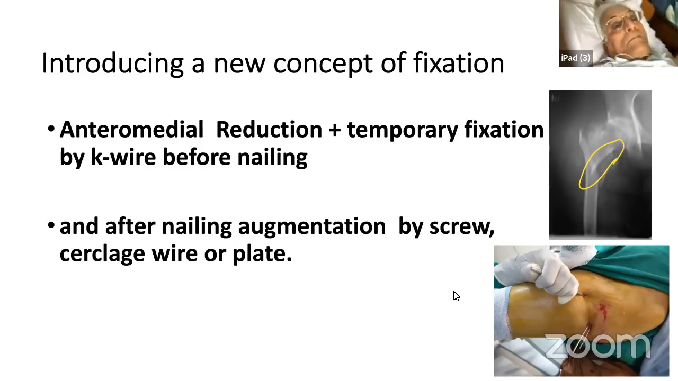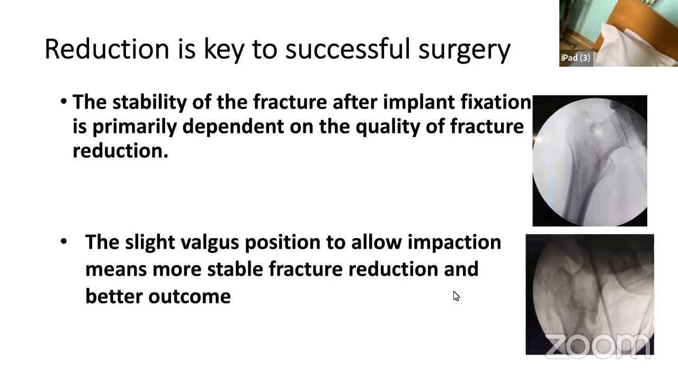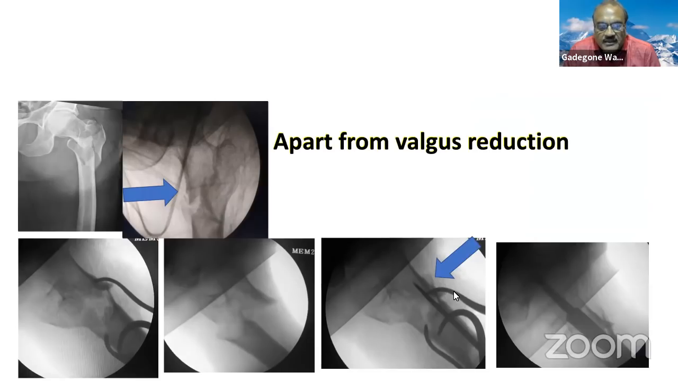And then after the nailing is over, if you feel that the fracture still remains unstable, then you can take one of the techniques of augmentation, maybe a plate, maybe a circular wire, or maybe additional fixation. So stability of the fracture after the implant fixation primarily depends on the quality of the fracture reduction, and it is not on the implant at all. Whether you do a 2-screw system or a 1-screw system, it does not matter very much.